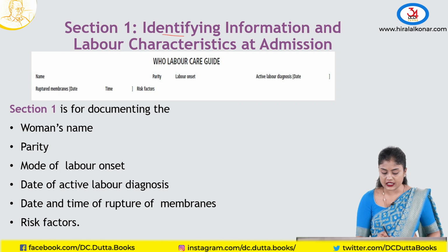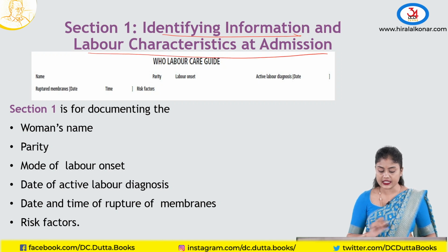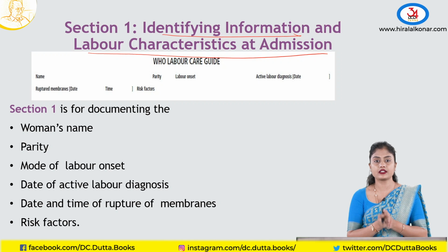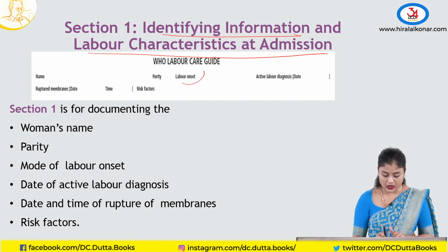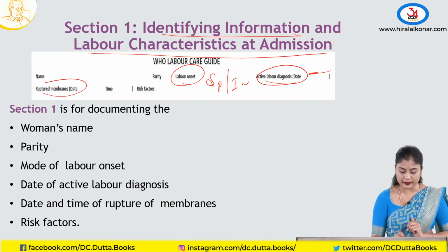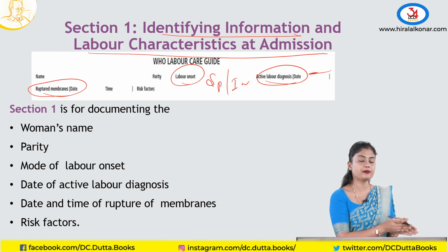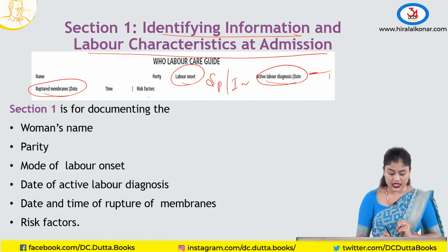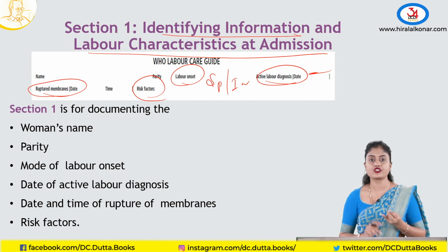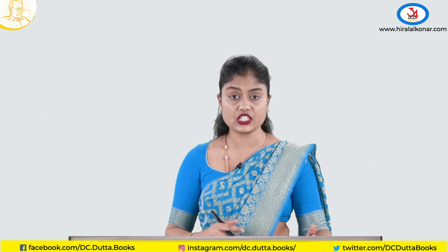Section 1 is identifying information, for example, name of the patient and parity of the patient, and labor characteristics at admission. At admission, what is her labor stage? For example, in this, labor onset, whether it is spontaneous or induced labor. Active labor, when did she start? Date and time of active labor. And ruptured membranes, whether the membranes ruptured after entering into active labor or in latent labor, or she had premature rupture of membranes. And what are the other risk factors associated, like hypertension, GDM, anemia? So these are the basic details that you will enter for a patient in section 1. It is just like a history.